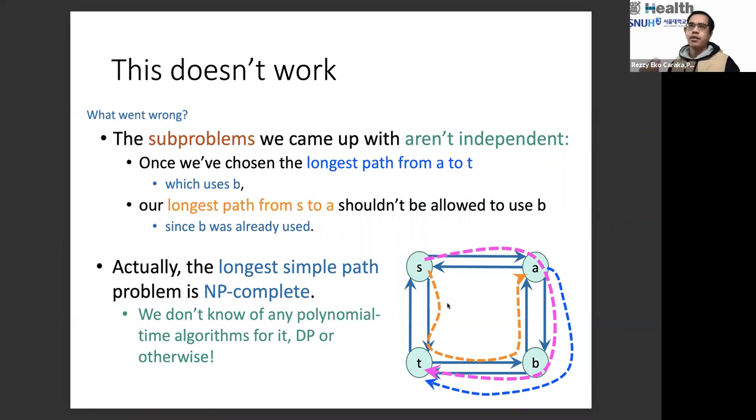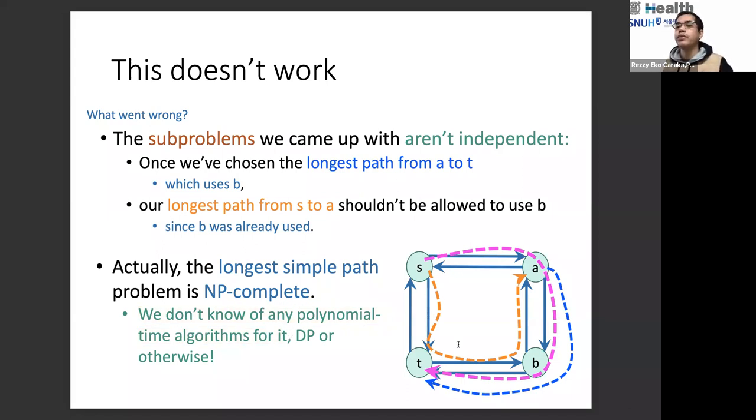So we don't have any combinations or comparisons to find the biggest path from S to T, because there are no various combinations from S to T. So sometimes this criteria idea is also not useful for solving that, because the longest simple path problem is NP-complete. We don't know of any polynomial time algorithm for it. Sometimes P is also not useful here.